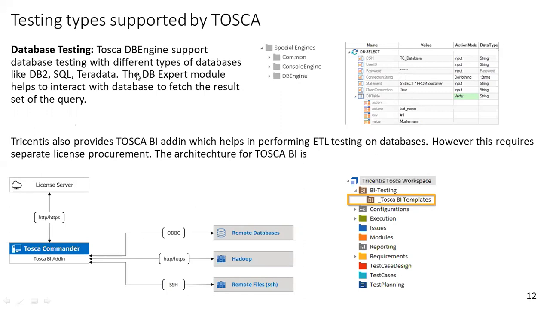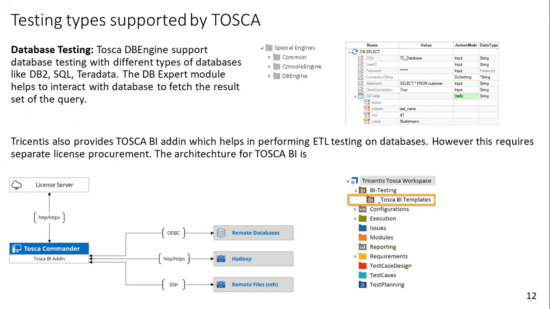And then there are different types you can work with, like DB2, SQL, Teradata, anything. All you need is a connection string. You just fire a query, and based on the query, you get the data in the form of rows and tables. You find out the data.